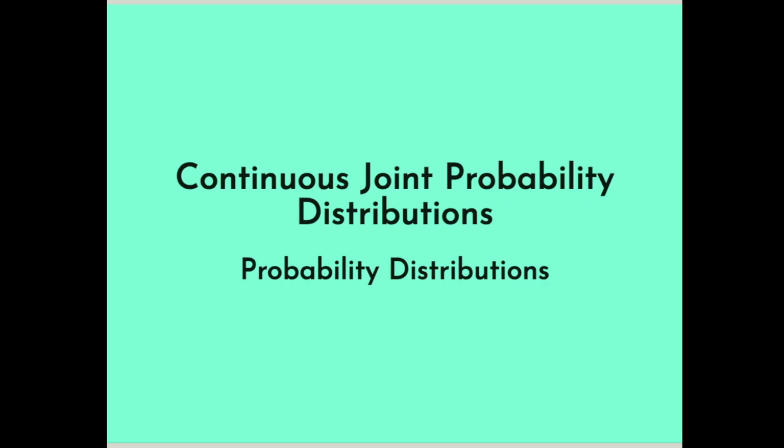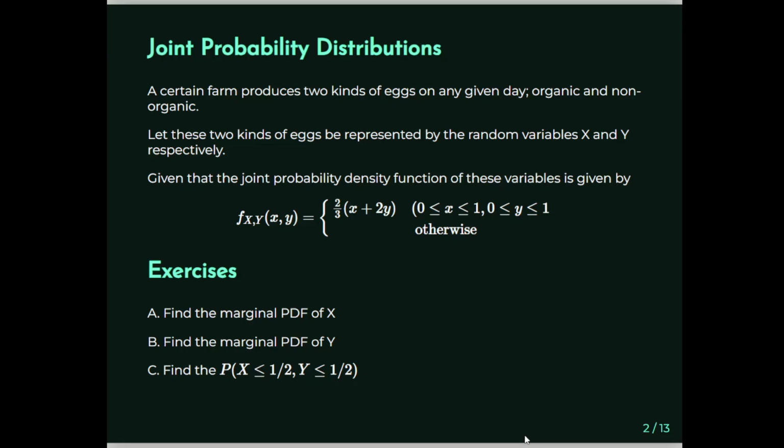Okay, in this presentation we're going to look at continuous joint probability distributions. So this relates to probability distributions where we're looking at the integrals to calculate the marginal probabilities, the expectations, etc. So in this example, we have a certain farm that produces two kinds of eggs on any given day, organic and non-organic. Let these two kinds of eggs be represented by the random variables x and y. Given that the joint probability density function of these variables is given as follows.